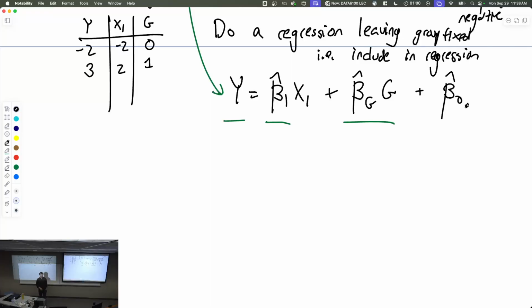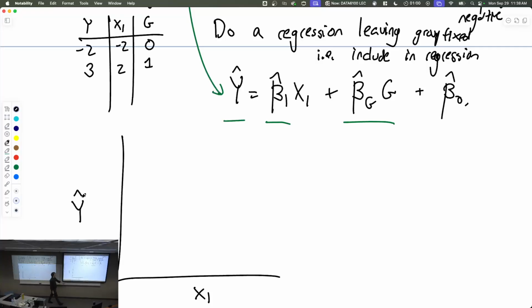So what will this look like? Here's a plot of x1 versus y. This is actually a y hat, I guess, our estimated value. What will it look like? Anyone have a guess or want to describe it? What does this equation look like? And maybe I'll remind you, G is either 0 or 1: 0 in group 0, 1 in group 1.